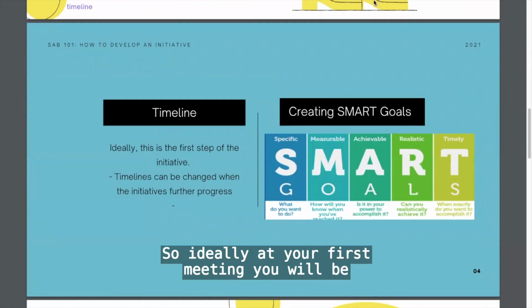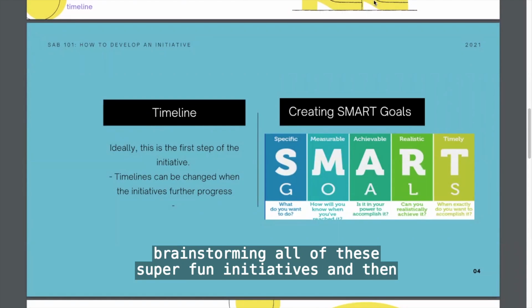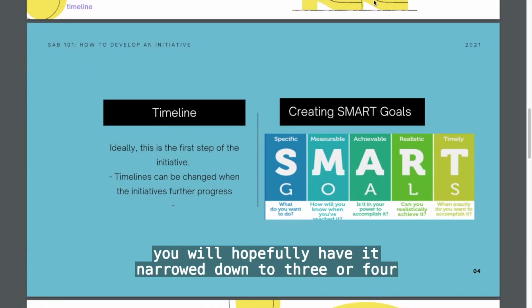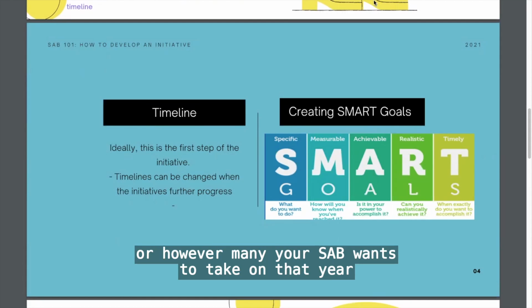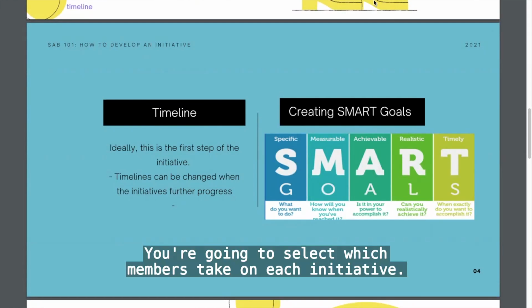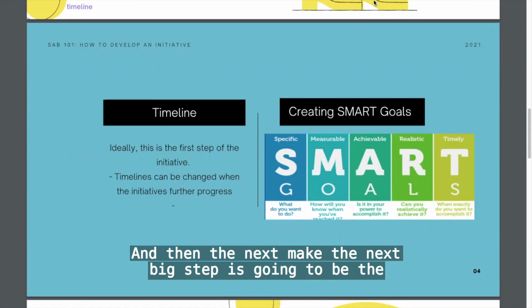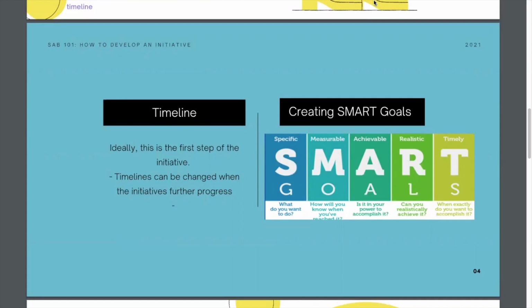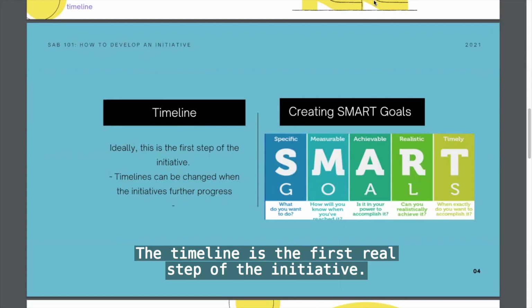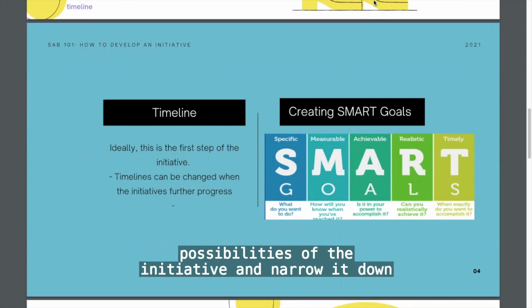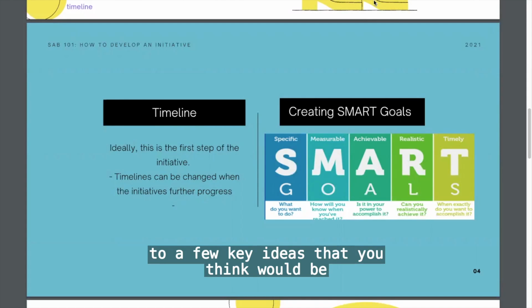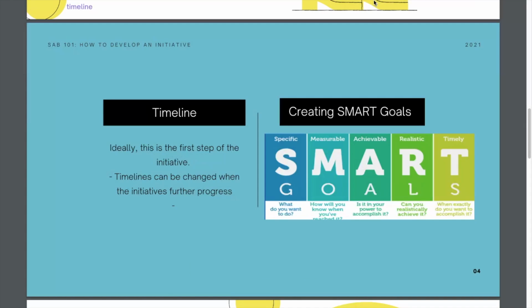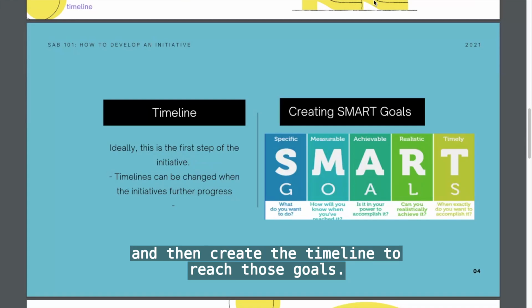So ideally at your first meeting, you will be brainstorming all of these super fun initiatives, and then you will hopefully have it narrowed down to 3 or 4 or however many your SAB wants to take on that year. After that, you're going to select which members take on each initiative, and then the next big step is going to be the timeline. The timeline is the first real step of the initiative. You want to brainstorm all the different possibilities of the initiative, narrow it down to a few key ideas that you think would be feasible, and then create the timeline to reach those goals.